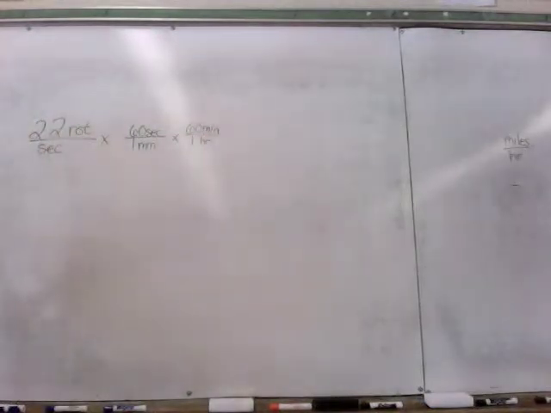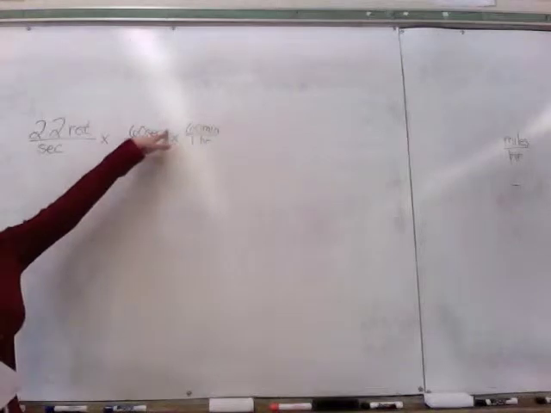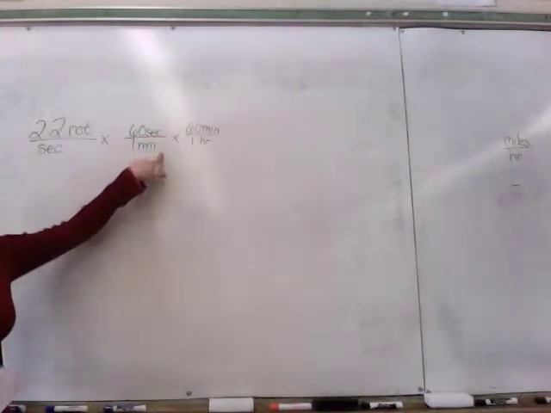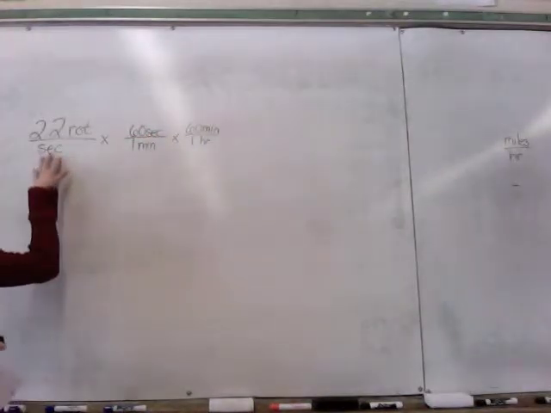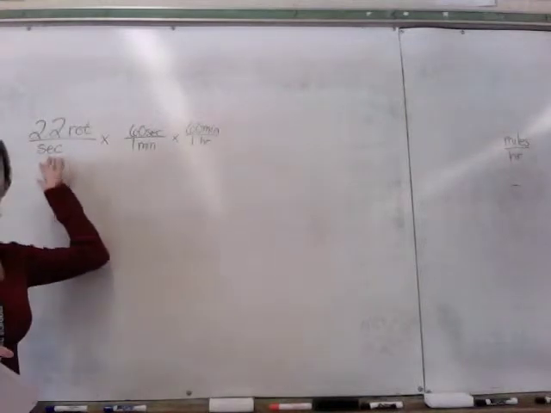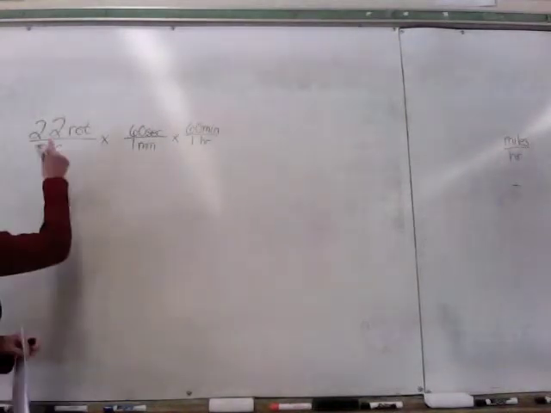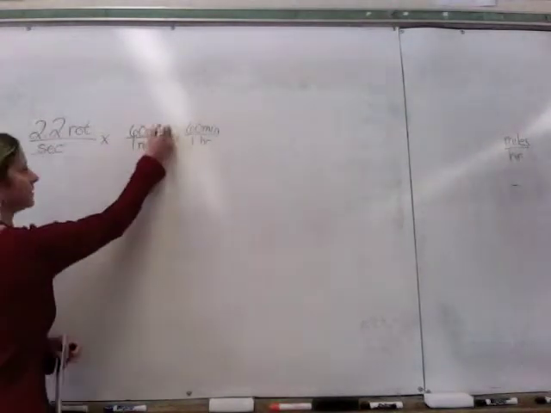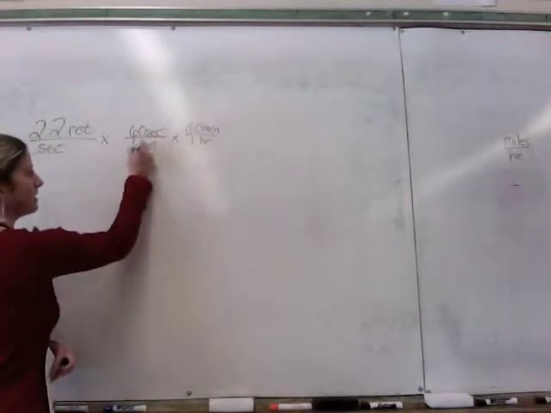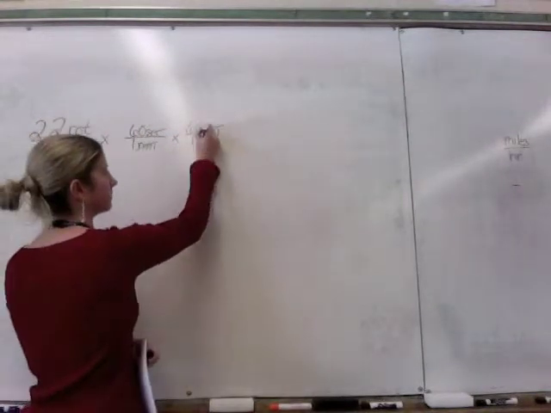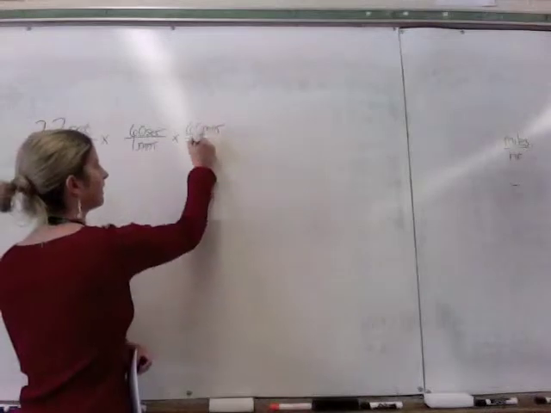Now the question becomes, how did I know to put the 60 seconds up here and not down here? The reason is I'm trying to get rid of my units. I'm trying to make my units divide out or cancel out. If I have seconds down here, the only way to get rid of seconds is to put seconds up here. And if I have minutes down here, the only way to get rid of the minutes is to put it up there. And now I'm left in hours.